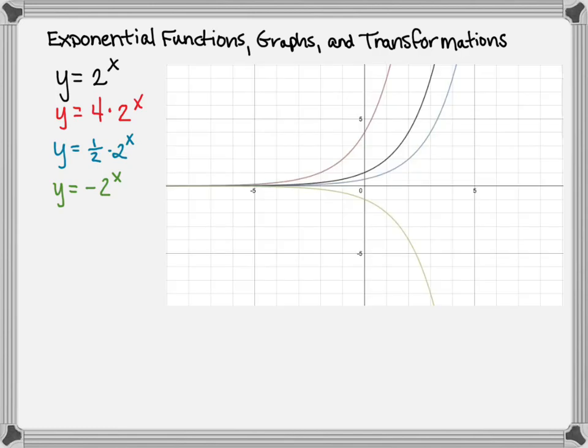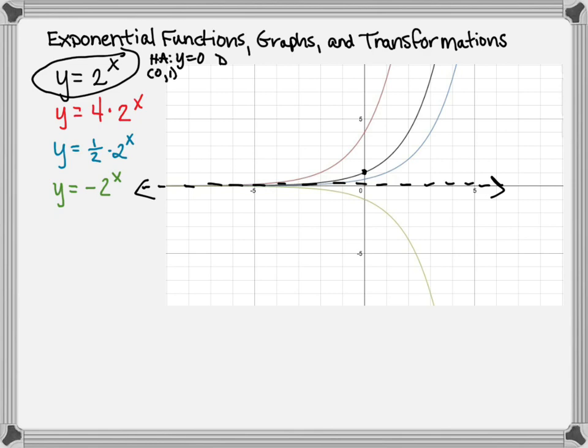So here is a graph with all 4 of these functions graphed on it. The parent function is in black, and it has a horizontal asymptote at y equals 0. The parent function has a y-intercept at 0, 1. The domain for the parent function is all real numbers, and the range for the parent function is from 0 to infinity.